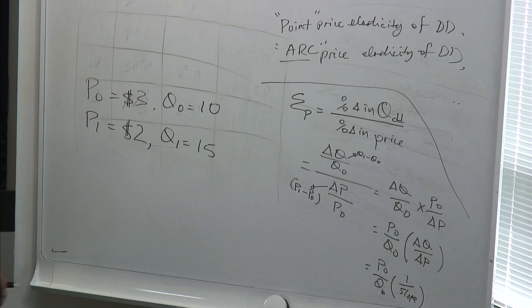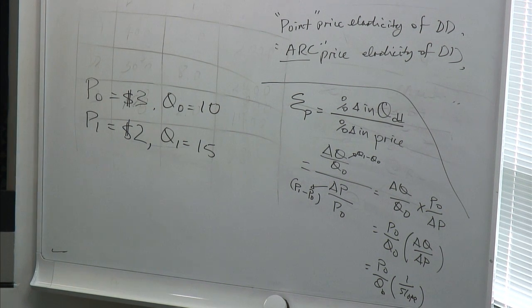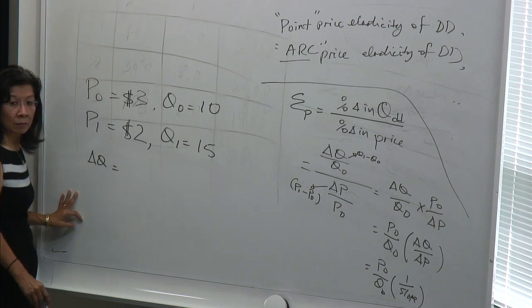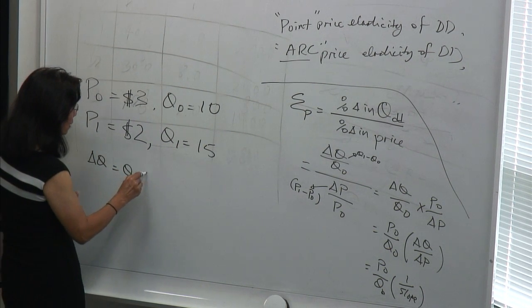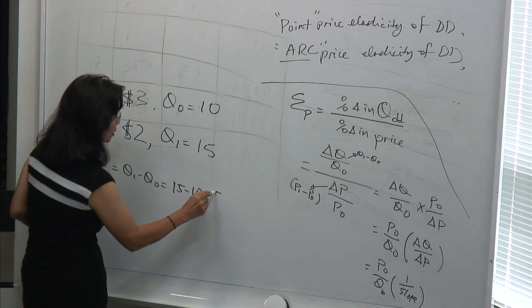Okay, so you have a choice. You could substitute everything in and see what you got. But then it also asks, what's the price elasticity of demand for milk at $2? So from here, you should be able to calculate something, right? What is changing Q? 5. Q1 minus Q0, which is 15 minus 10. Does it get easier now?